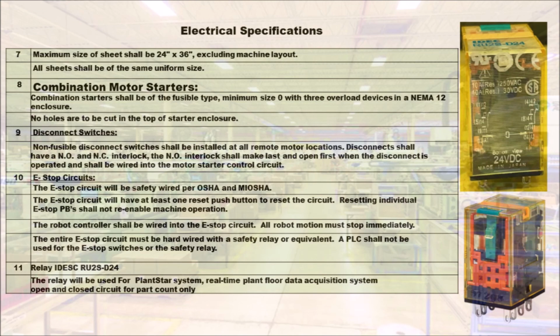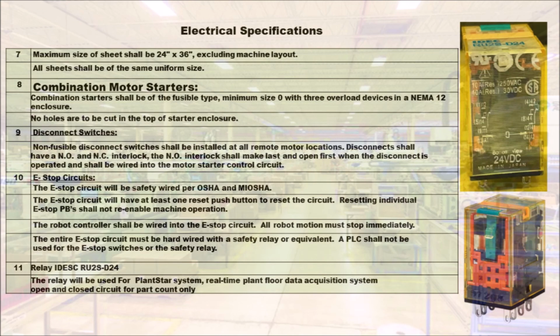E-stop circuits. The E-stop circuit will be safety wired per OSHA and Michigan OSHA. The E-stop circuit will have at least one reset push button to reset the circuit. Resetting individual E-stop PBs shall not re-enable machine operation. The robot controller shall be wired into the E-stop circuit. All robot motion must stop immediately. The entire E-stop circuit must be hardwired with a safety relay or equivalent. A PLC shall not be used for the E-stop switches or the safety relay.